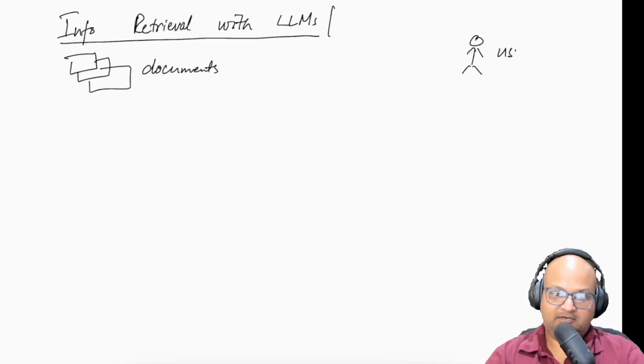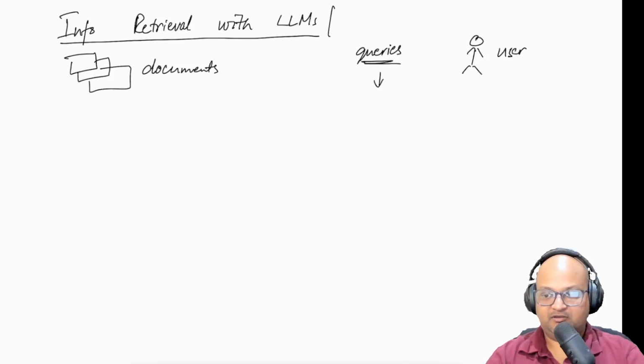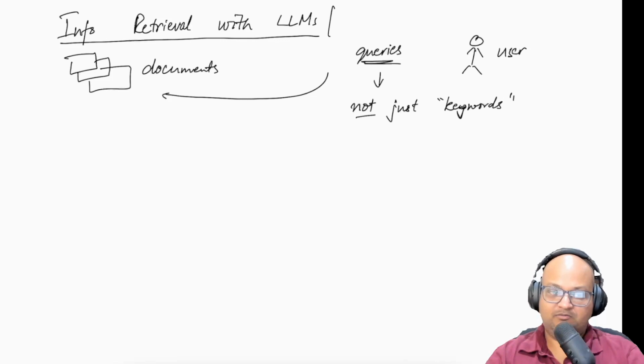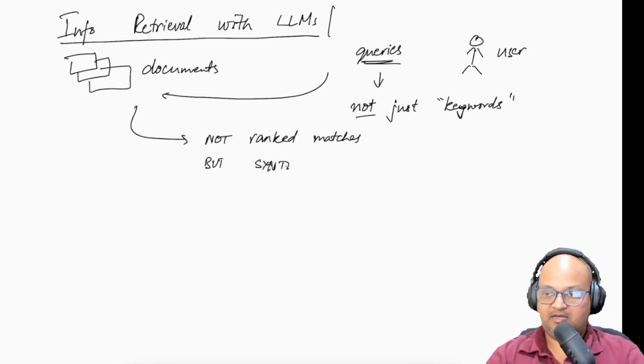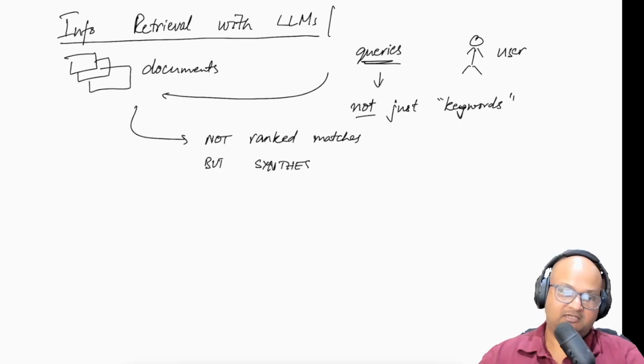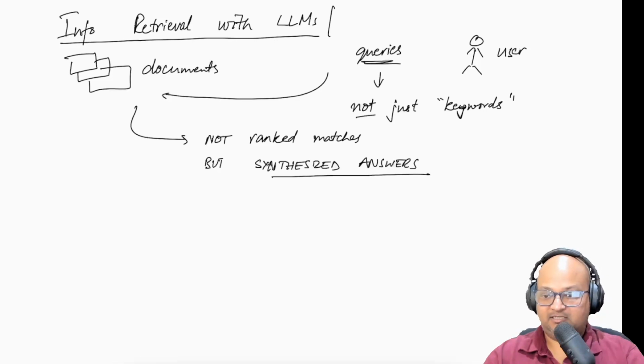Now let's look at how search or information retrieval would work with an LLM as part of the system. So you still have a user trying to write queries against a corpus of documents. But now we can write queries that are not simply keywords. We can actually write higher level questions in natural language. And the new and interesting thing is that you get back not just a list of ranked matches, but synthesized answers in prose, in natural language.